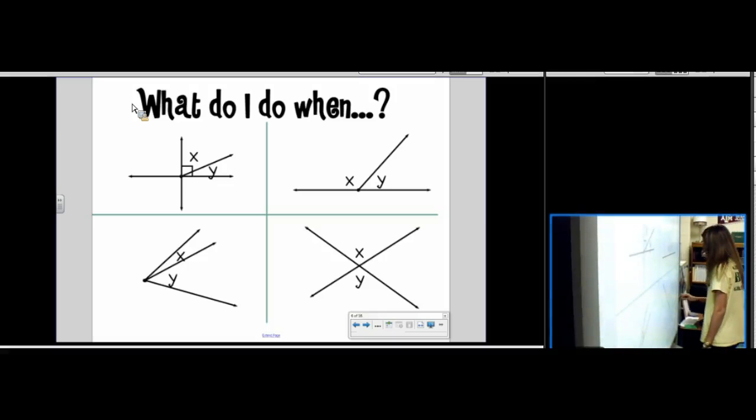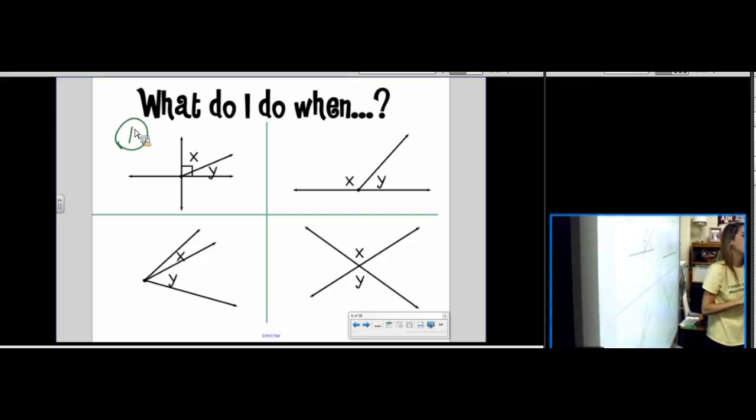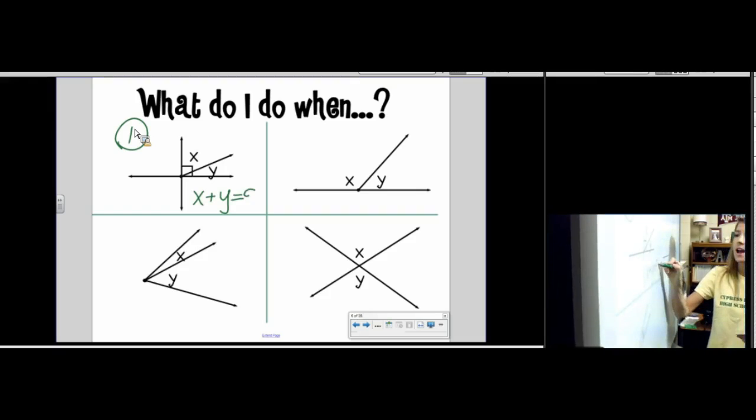Okay, picture number 1. Trinity, how would you solve if you're given 2 angles in that picture? Number 1. What would you do with the angles? Would you set them equal? No. No? What would you do? Keep going. You would add them to equal 90.